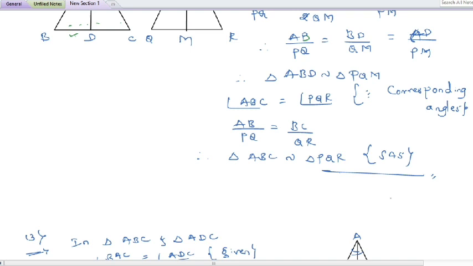So, angle ABC is equal to angle PQR, because corresponding angles in similar triangles are equal. And also we can write AB by PQ is equal to BC by QR. So, from this angle ABC is equal to angle PQR and AB by PQ is equal to BC by QR. Therefore, triangle ABC is similar to triangle PQR according to SAS criteria. Now, problem number 13.